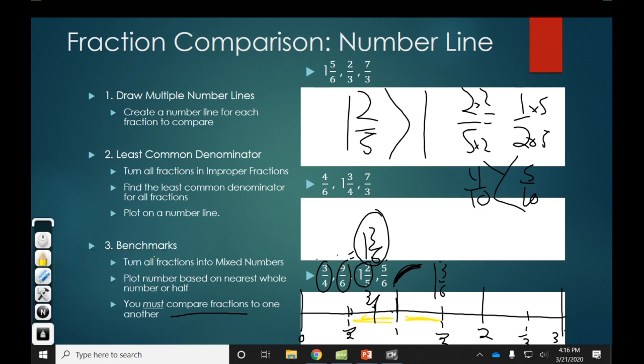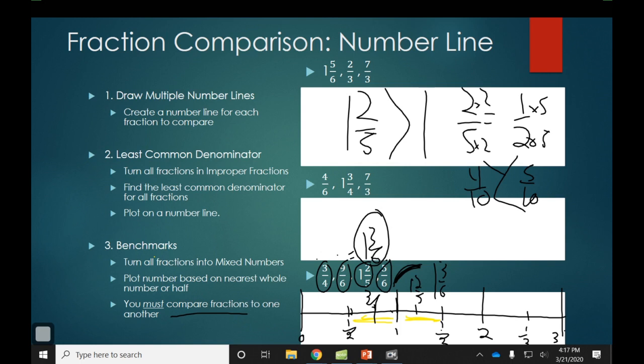Somewhere in here. So that's, again, a benchmark. You're comparing them between what benchmarks you set up. And the benchmarks you set up are 1 whole and 1/2. Okay, so we know that 1 and 2/5 is going to be approximately here. All right? So that's exactly what we need to do.